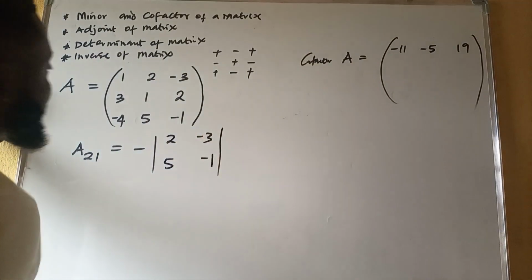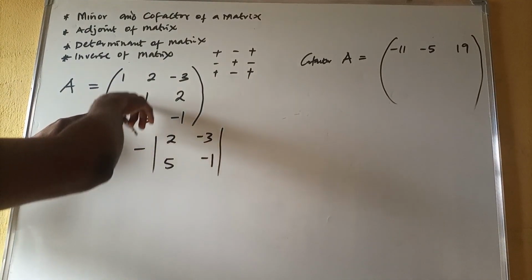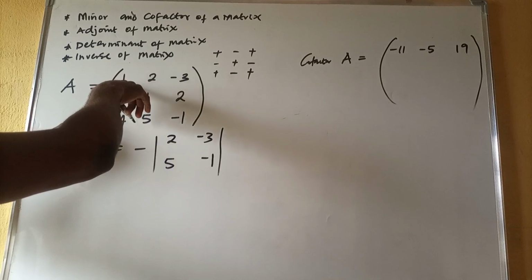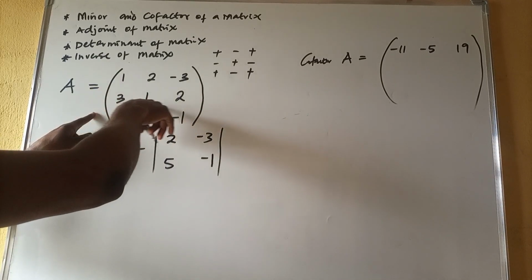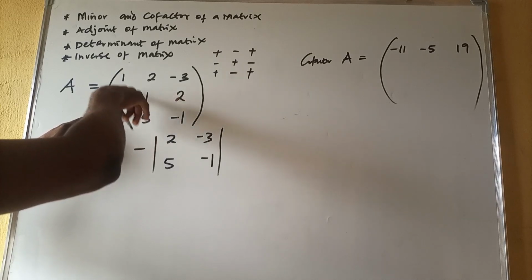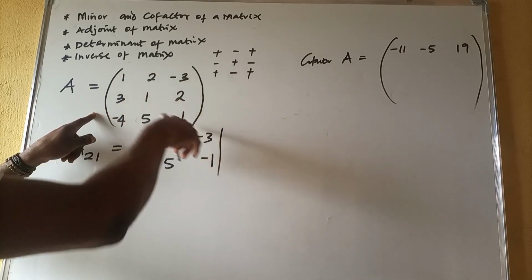I want you to see clearly what I did. So we are considering this element. So we are going to delete this row of this element. We delete this row 1, 3, 4. We delete it. And we're going to delete this column 3, 1, 2. So if we delete this and this, we are going to have 2 minus 3, 5 minus 1.